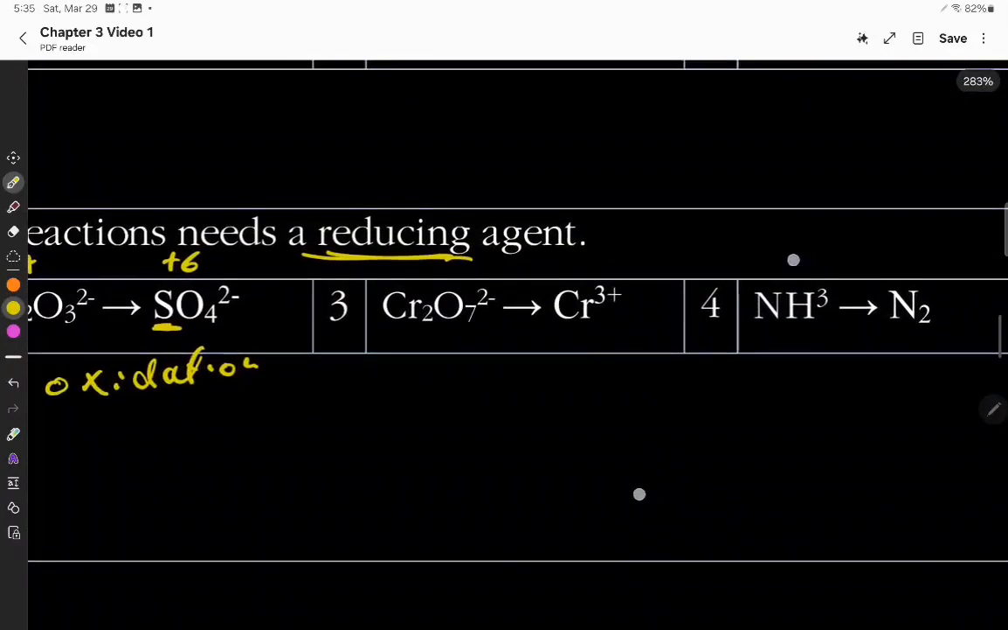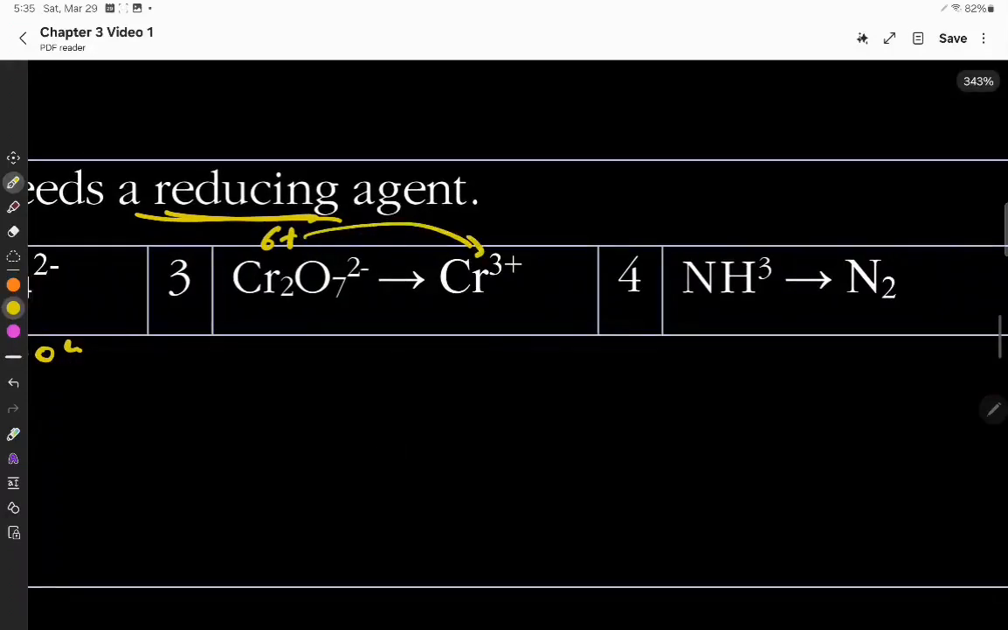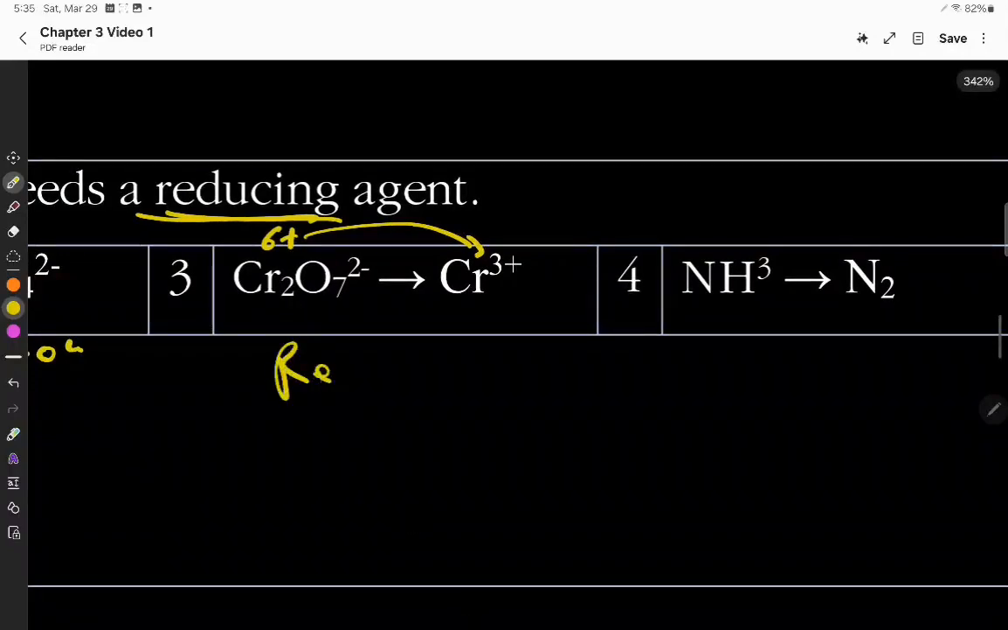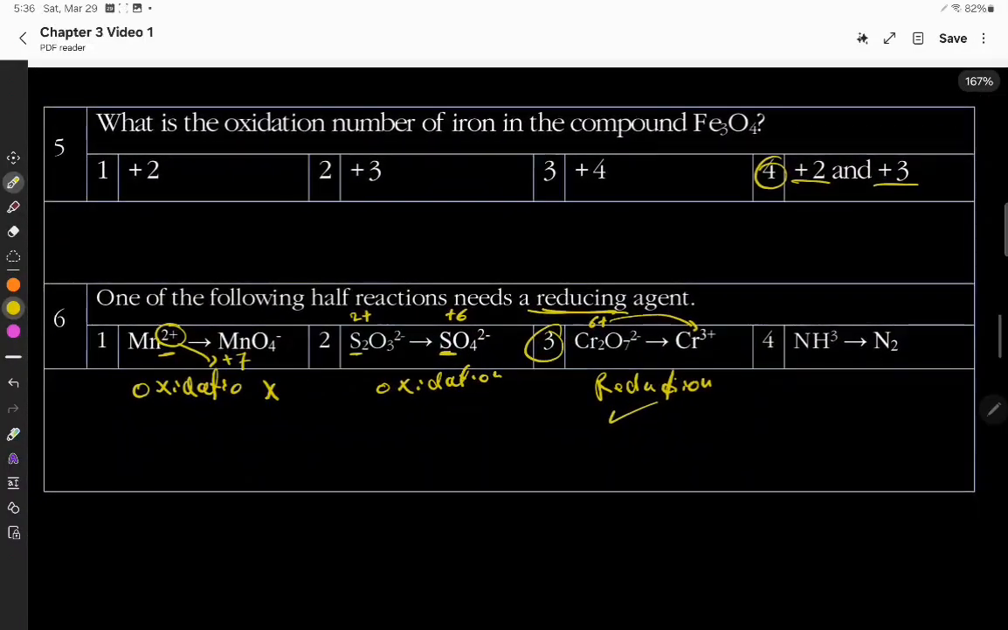Let's see the third one. Here, let's say Cr2, here will be 6 positive. We calculated before, it will be 6 positive. From 6 positive to 3 positive, what happened? A reduction. It is reduced, so it needed a reducing agent. Yes, so the answer should be this one. If you do not understand questions like this, calculate them all. You'll find oxidation here, oxidation here, oxidation, except this, the only one where reduction happened, which needed a reducing agent. And these are the types of questions which can come for such topics.